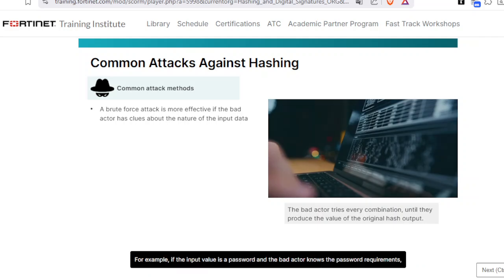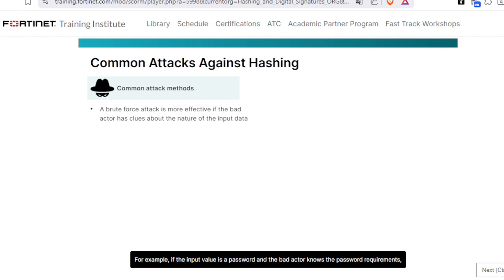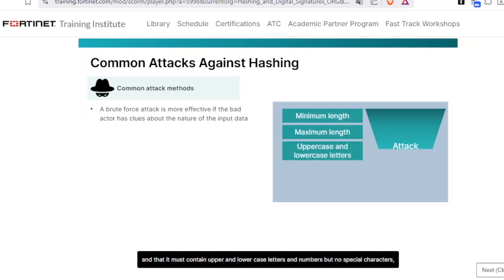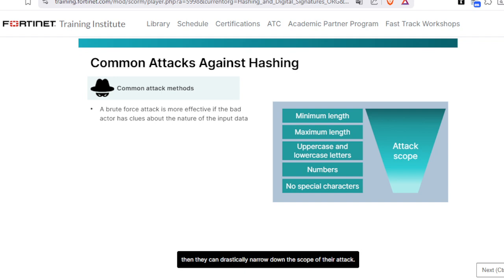For example, if the input value is a password and the bad actor knows the password requirements, for example, that the minimum length is 10 characters and the maximum length is 20 characters, and that it must contain uppercase letters, lowercase letters, numbers, but no special characters, then they can drastically narrow down the scope of their attack. As another example, if the bad actor knew that the hash output was protecting a 4-number PIN using MD5, then they could try every conceivable combination until they arrived at the same hash output.